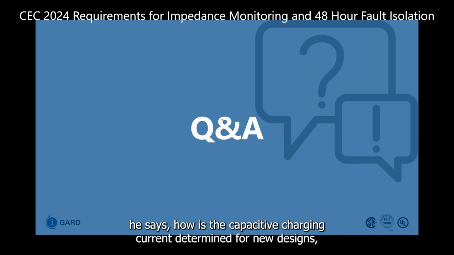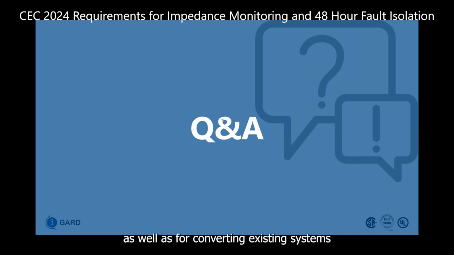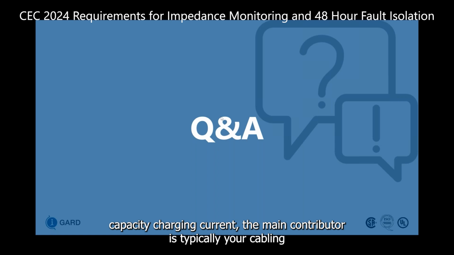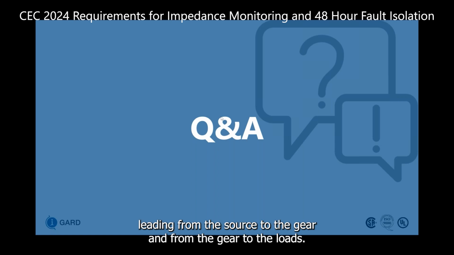He says, how is the capacitive charging current determined for new designs as well as for converting existing systems to using a neutral earthing resistor? So for that one, capacitive charging current, the main contributor is typically your cabling leading from the source to the gear and from the gear to the loads.